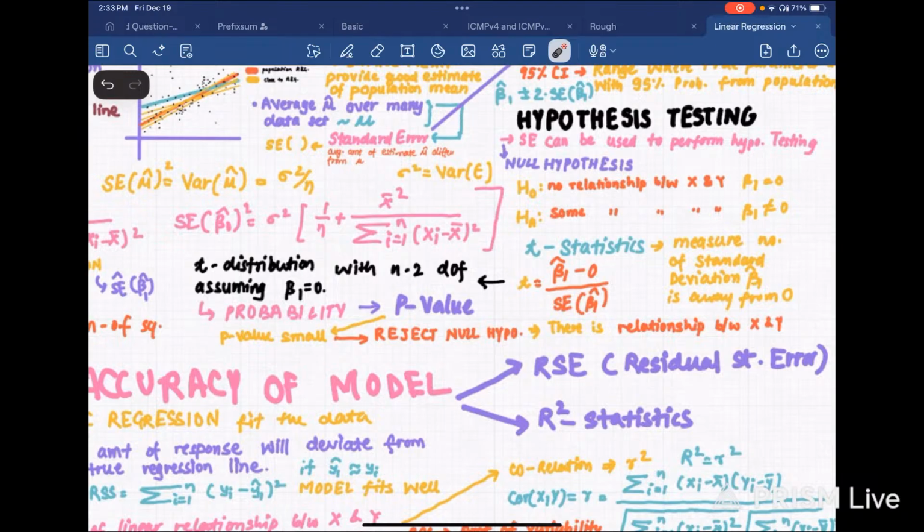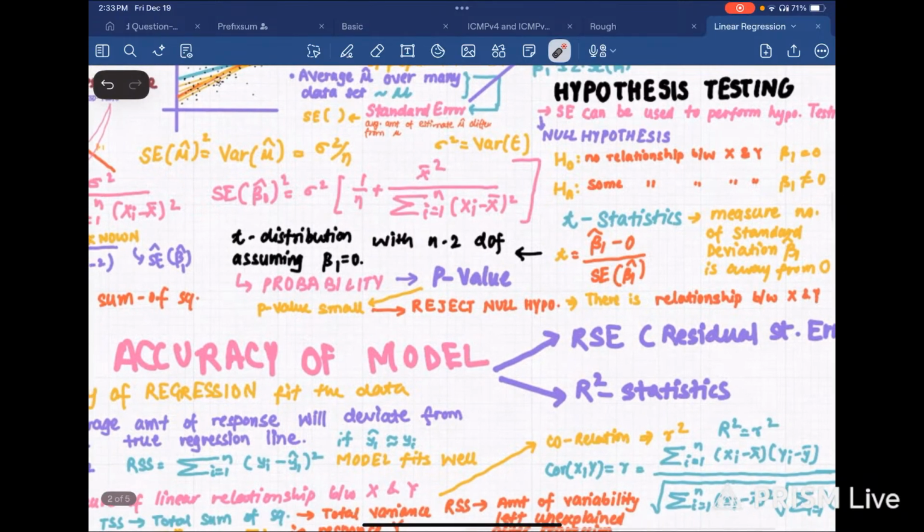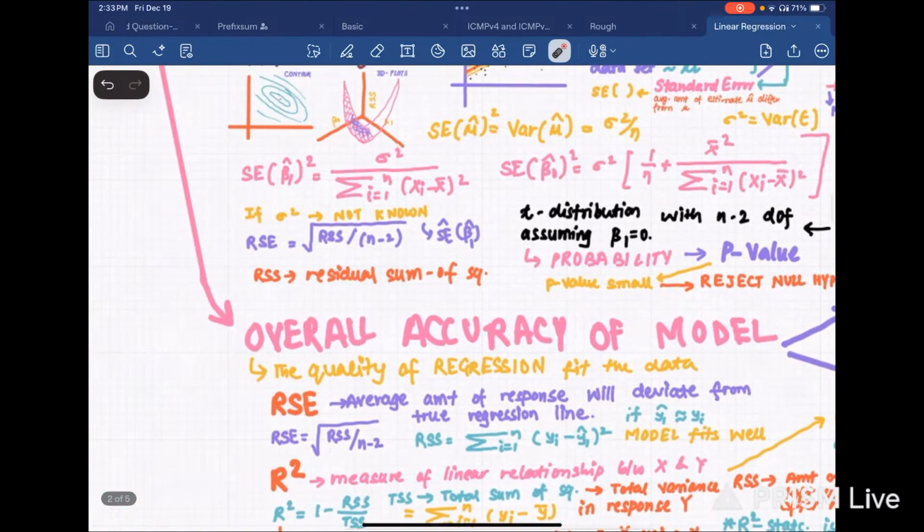We will calculate a probability, or you can say the p-value. If the p-value is small, usually less than 0.05, we reject the null hypothesis. So we know that there is a relationship between x and y if the p-value is small.